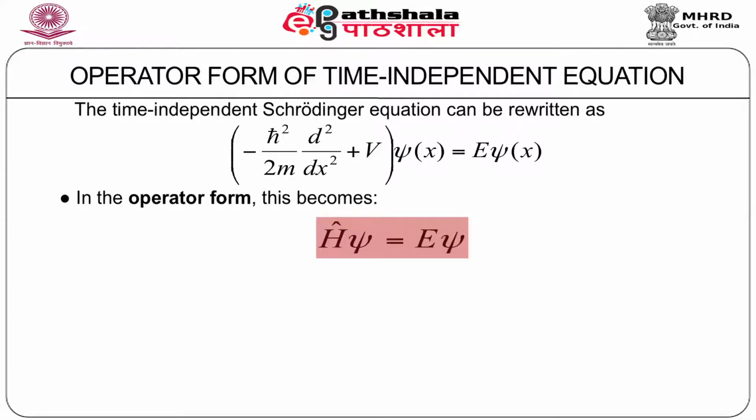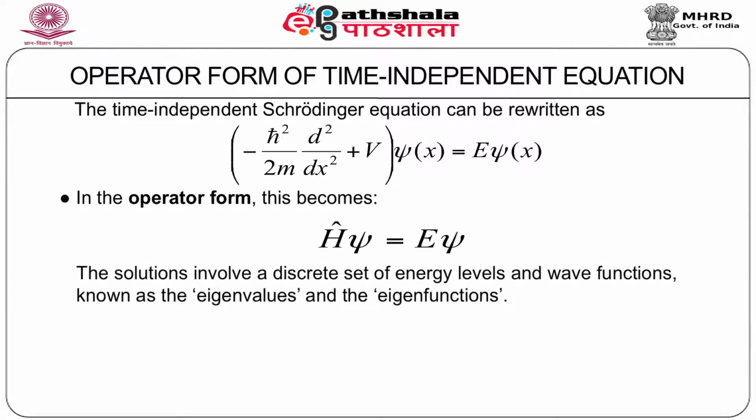So this is the time-independent form of the Schrodinger equation expressed as an operator equation, where H is an operator. The solutions involve a discrete set of energy levels and wave functions known as the eigenvalues and the eigenfunctions. Eigenvalues means the allowed values of the energies, and eigenfunctions means the corresponding wave functions, because psi is called the wave function in quantum mechanics.